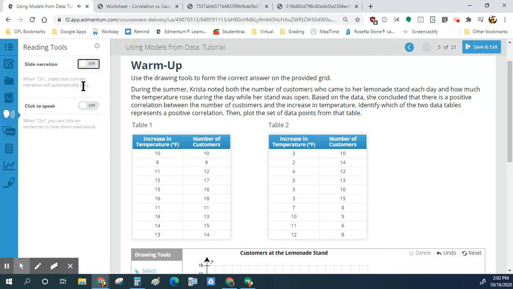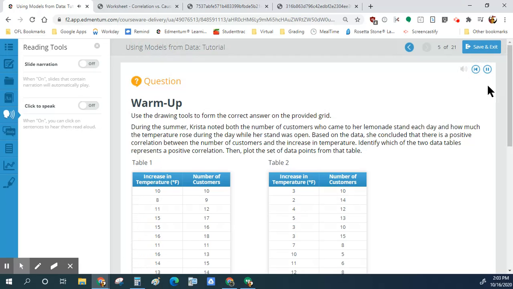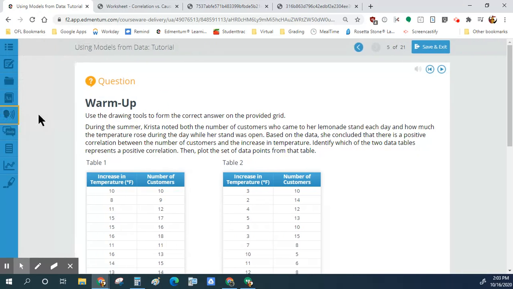I haven't used this in a while, so that's why my slide narration is still on. That threw me off hearing that right now.